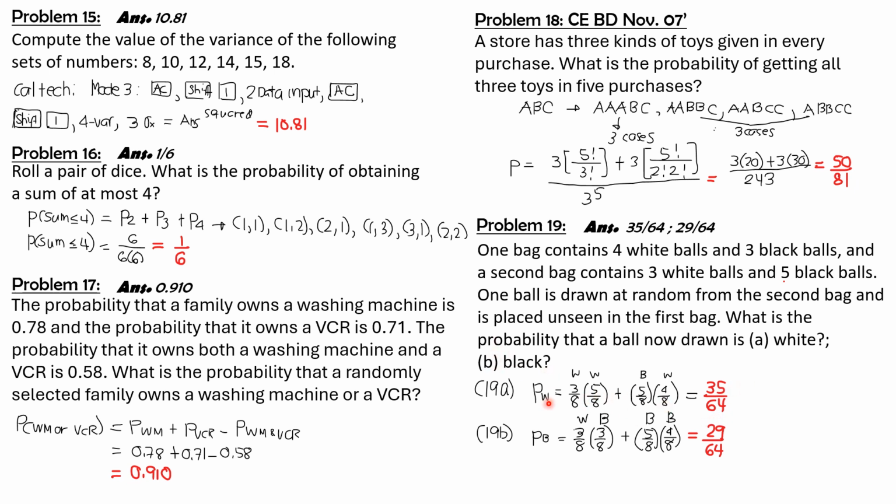Then both black, so this is the possibility. If it is white in the first selection, or drawing in the second bag, then black, it should be black in the second. Then the other possibility: if it is a black ball drawn in the second bag, then it is a must that it should be black in the first bag because of this condition.